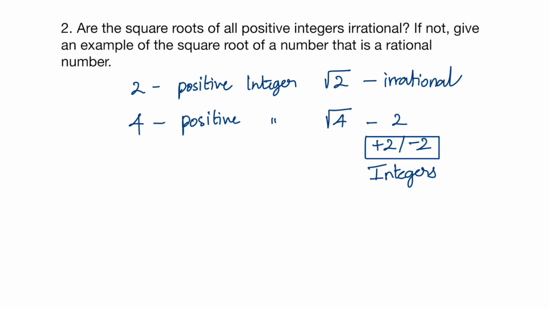4 is a positive integer, and the square root of 4 can be either plus 2 or minus 2, and both these numbers are just integers and not irrational numbers. So integers are obviously rational numbers, and hence this is an example and this statement is false. Are square roots of all positive numbers irrational? No, that is not true, and this is an example to prove that. Okay, I hope you get this.